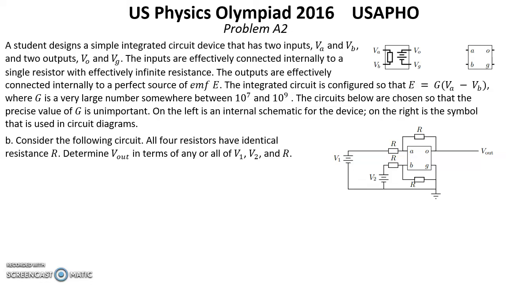Question B. Consider the following circuit. All four resistors have identical resistance R. Determine Vout in terms of any or all of V1, V2 and R.